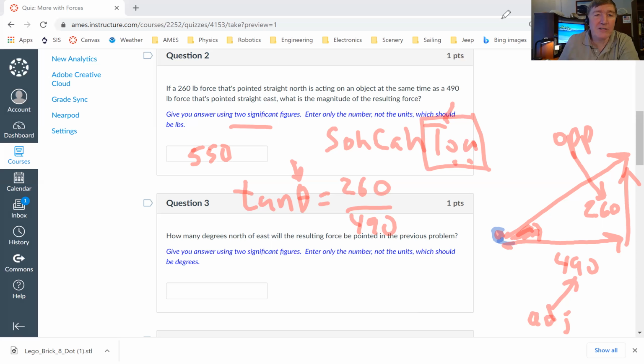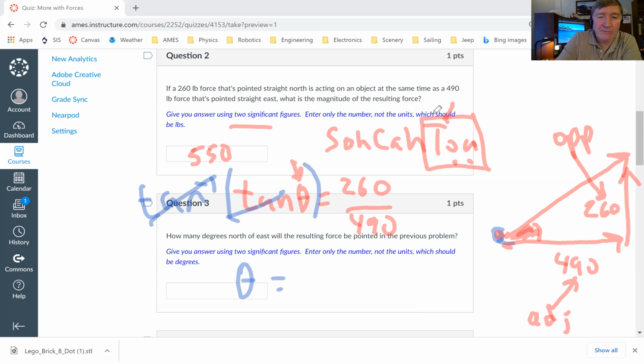Well, don't use the word divide by. I would prefer that you say, take the inverse tangent of both sides. Okay, so we're going to take the inverse tangent of the left side. So inverse tangent cancels tangent, leaves us with just theta. But whatever we do to the left side, we have to do the same thing to the right side too. That's the laws of math. So inverse tangent of 260 divided by 490.